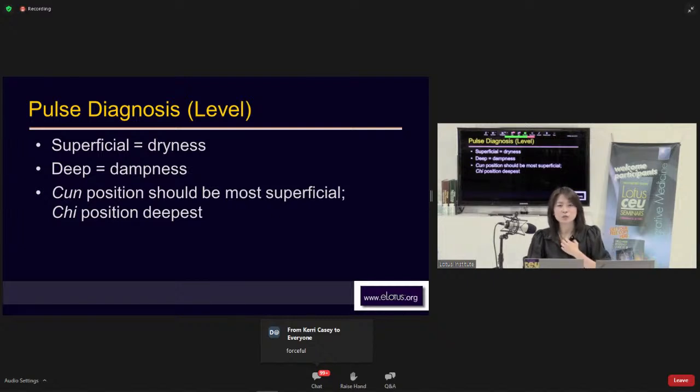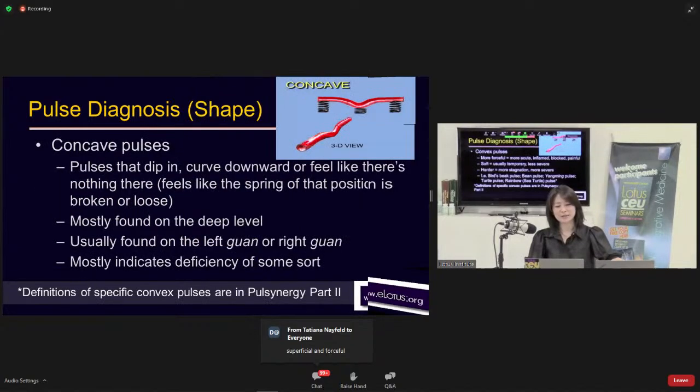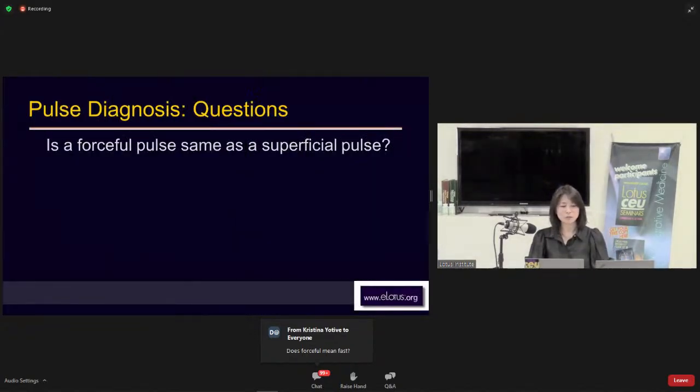Yeah, superficial and forceful. So it's pretty much like that. Very easy. Just figure out the shape, the jump, and the level, and you got like 50% of it down. Okay. Very good. Now let's go back to the questions. Make sure you understood what I was saying.